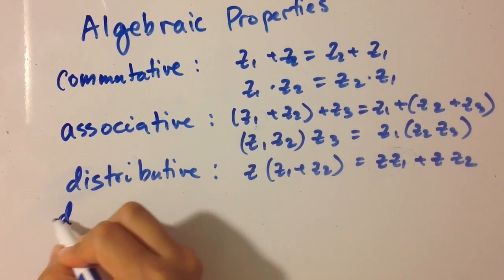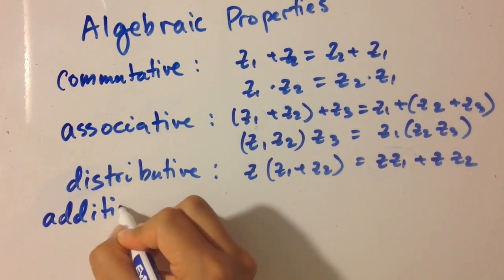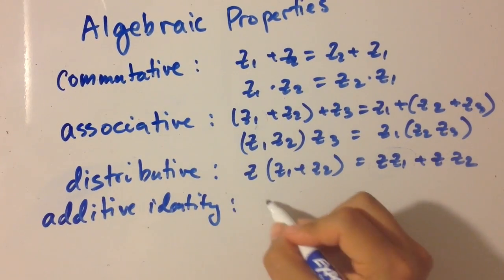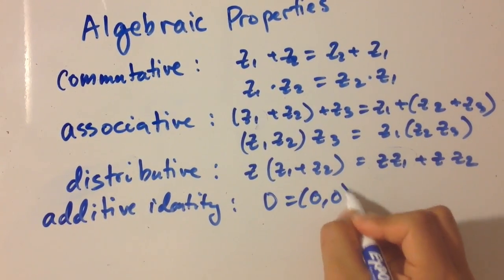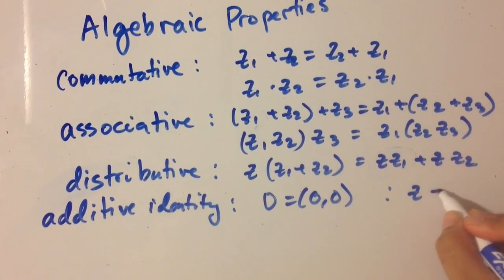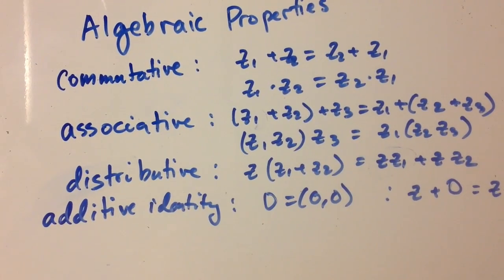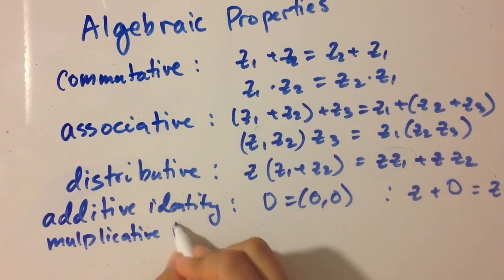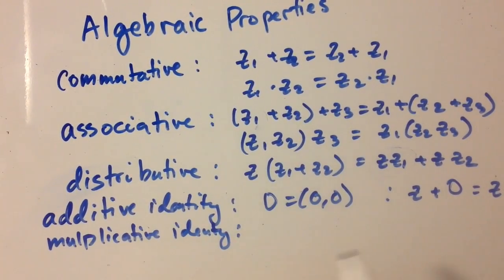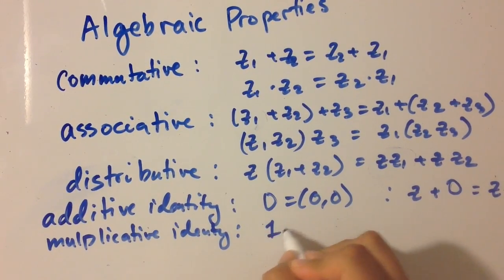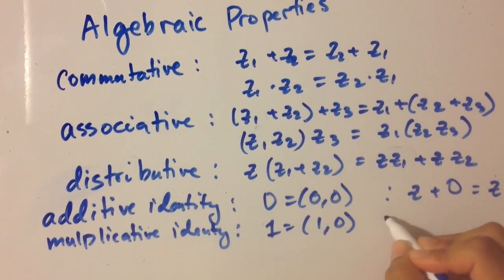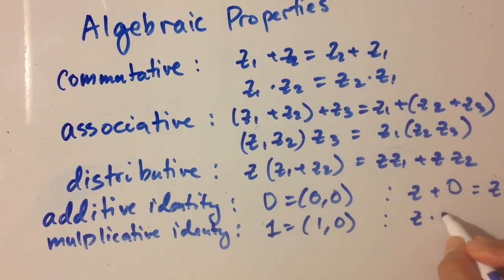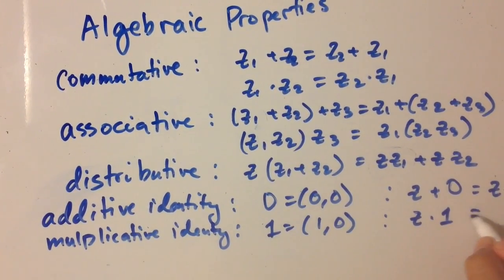complex numbers have an additive identity, which is equal to 0. And additive identity just means that whatever you add to the additive identity, you still keep that number. Also, the multiplicative identity is given by 1 equal to (1, 0). So then z times 1 will still be equal to z, for any complex number.